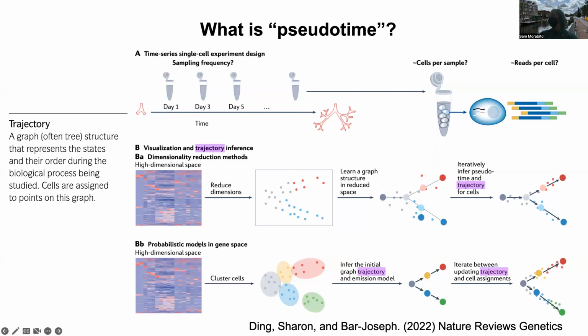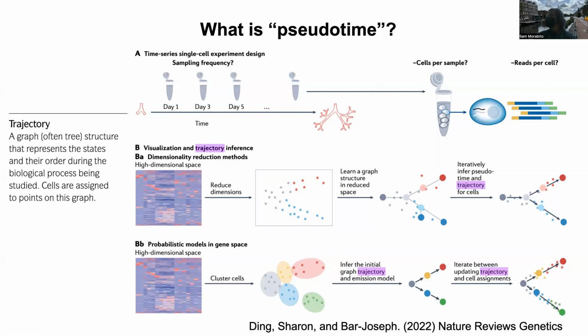The other type of analysis that they talk about in this review paper is probabilistic models. This is similar, but instead of dimensionality reduction, it's based on linking clusters to each other, like if you have 10 clusters, is cluster one likely to give rise to cluster two or cluster three and so on. So there are transition probabilities essentially between each cluster, and then you can use that to extrapolate pseudotime and trajectories.